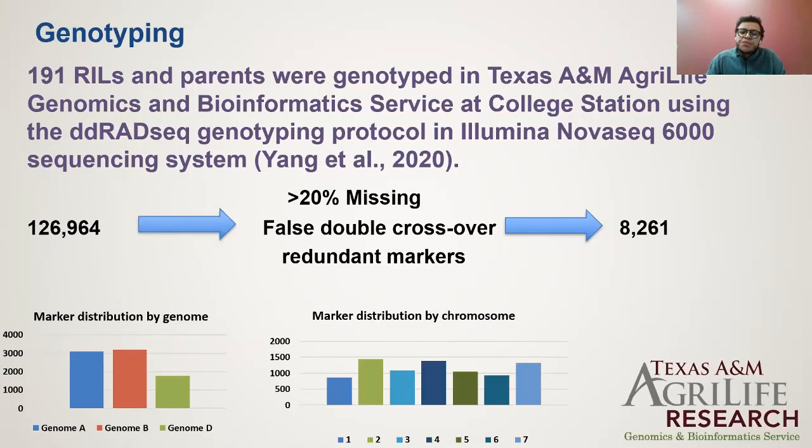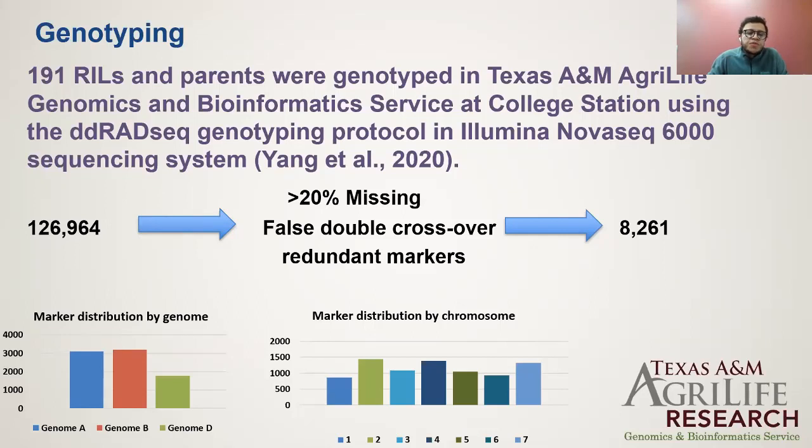We decreased this number, first removing markers with more than 20% missing data, and we also used the binning function of ICIM mapping to remove the redundant markers. Lastly, we removed the double crossovers in Excel. Eventually, we had over 8,000 markers. It was the most time-consuming part of my project.